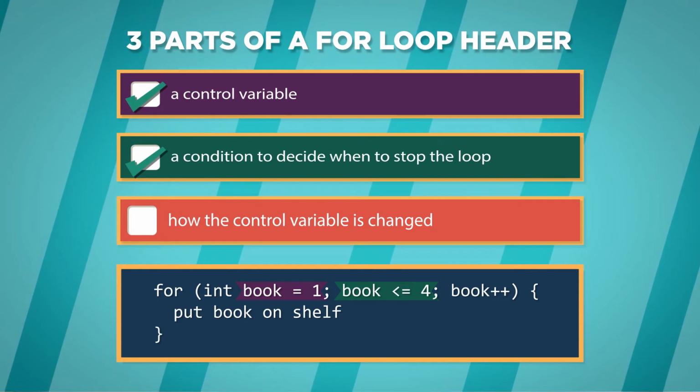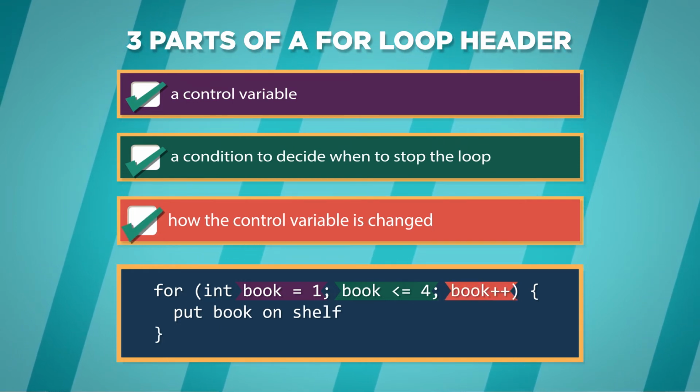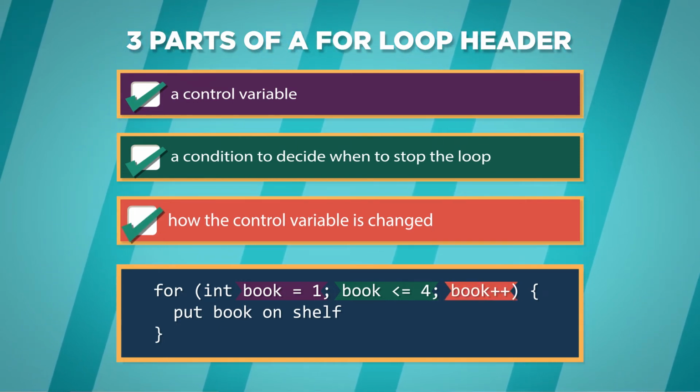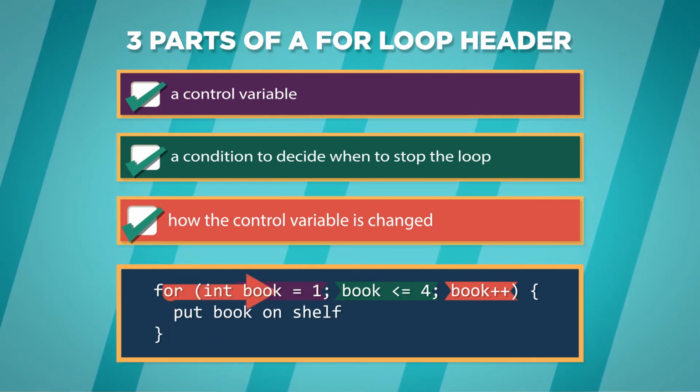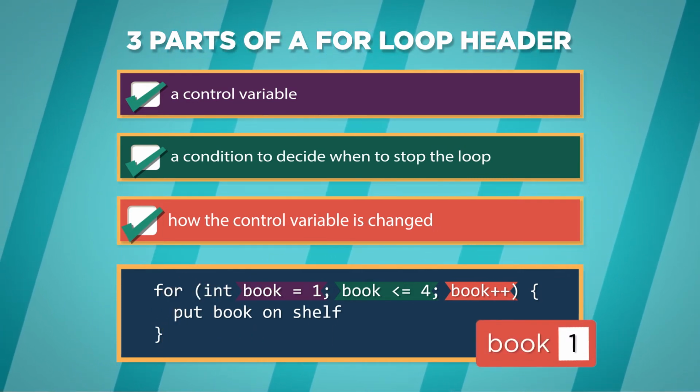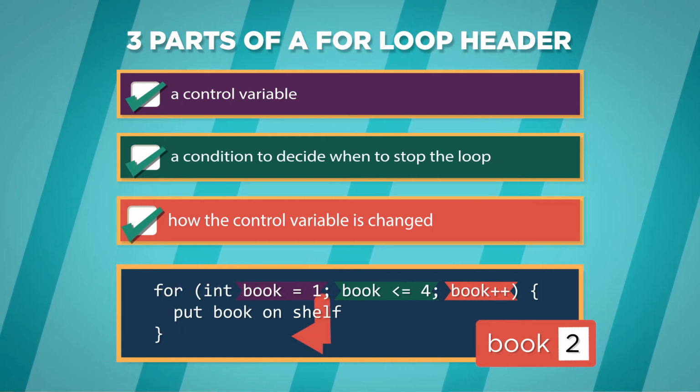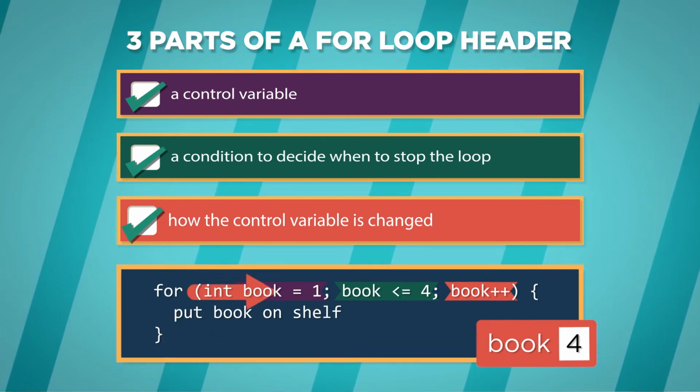Lastly, we change the loop control variable so that the condition eventually becomes false. For example, increasing book by 1. On the first pass through the for loop, book equals 1. On the second pass, book equals 2, then book equals 3, and so on.